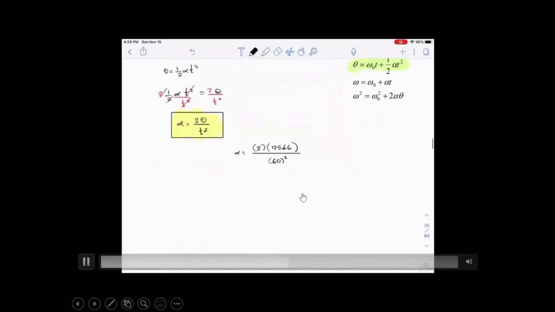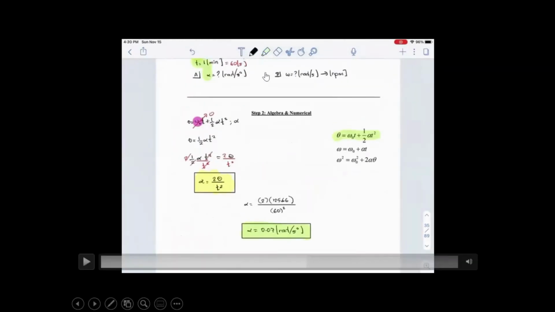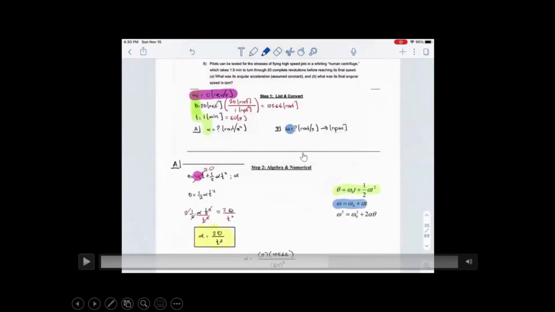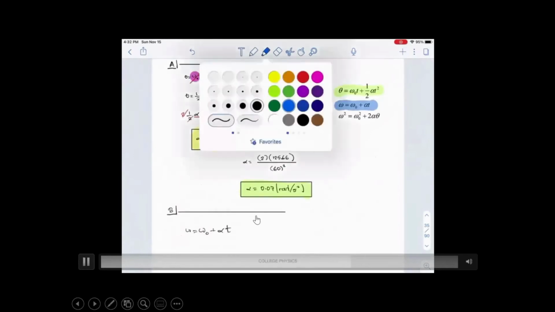And then plug the numbers in. All right, so we've got the angular acceleration. Now that we know the angular acceleration, let's figure out the final velocity. We know the time, so it makes sense to use this one. We could also use the last one, but let's use this one because it's easier.